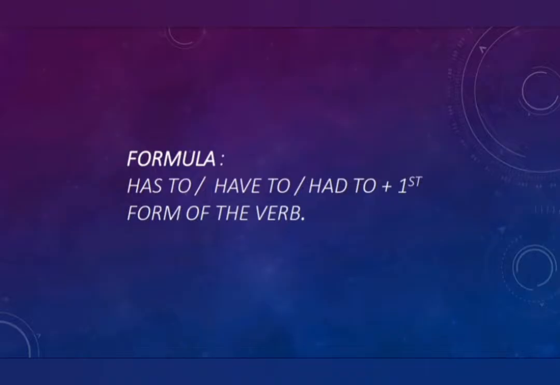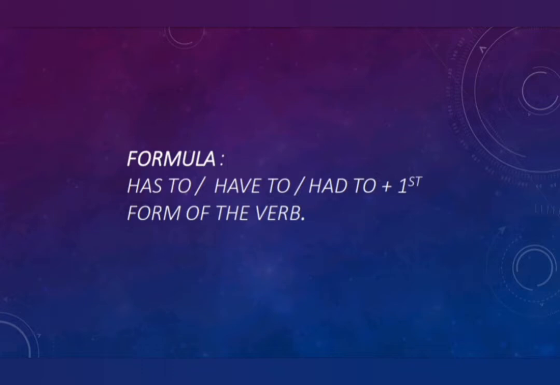Let us now observe and understand the formula or syntax of how to use has to, have to, and had to in a sentence. Whenever we are going to use these three modals, we have to use them with the first form of the verb. For example, I have to go to the market.